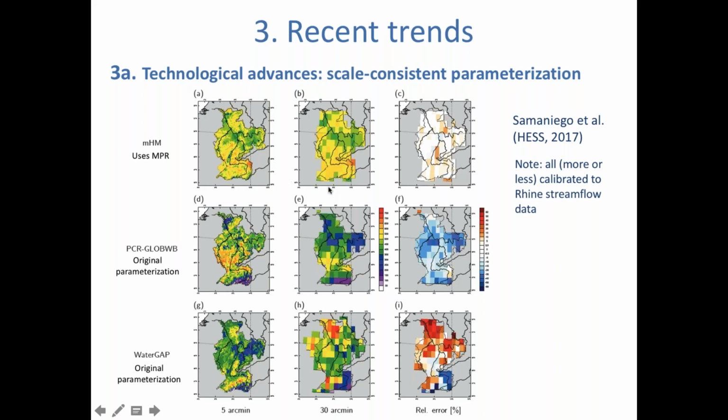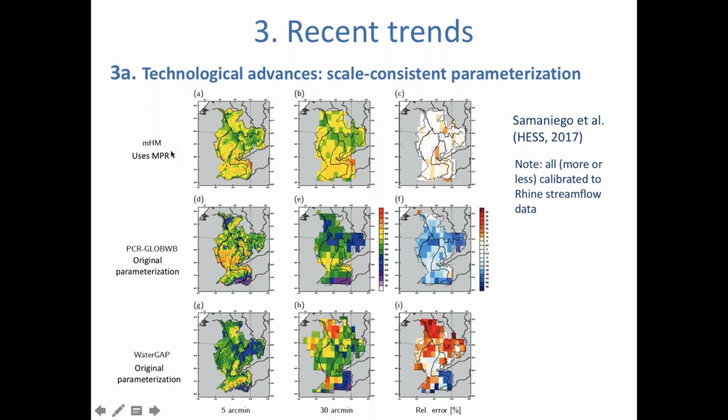What you can see is the evaporation fluxes of these models. Those are the 2 left rows, one at 5 arc minutes and the middle one at half degree. And if you then upscale the 5 arc minutes to the half degree, and then you subtract the 2, you can actually see that for PCR-GLOBWB, our model, and WaterGAP, it's not consistent. So the fluxes are not conserved, which is a pity, of course, because you want to have a flux conserving parameterization across scales.